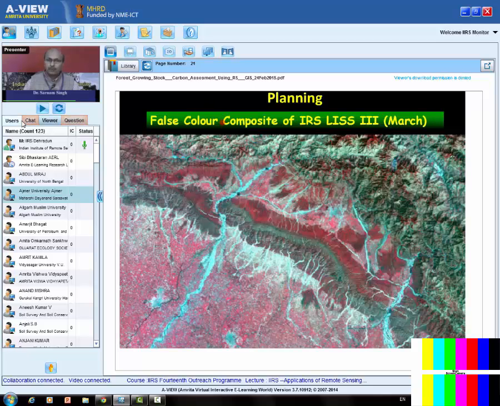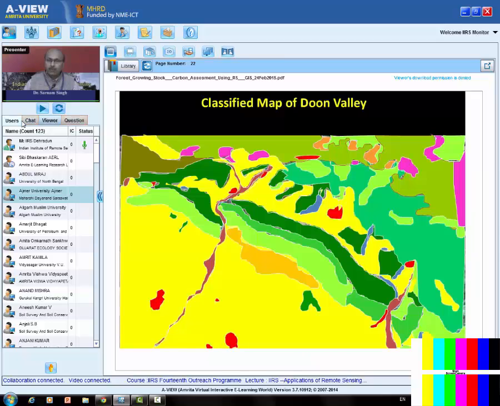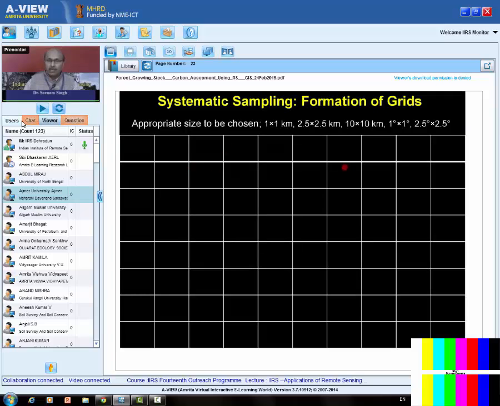So this is Doon Valley, I'm just giving an example of it. Let us say this is an FCC, and we will prepare a vegetation type map quickly. So let us say this is a vegetation type map. Then over that I will prepare a grid. Let us say I have a grid here.